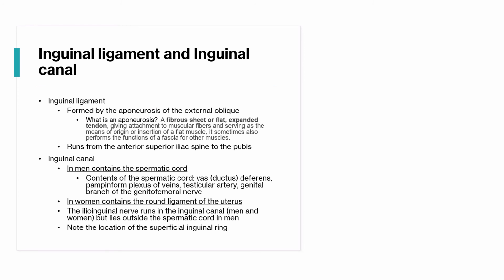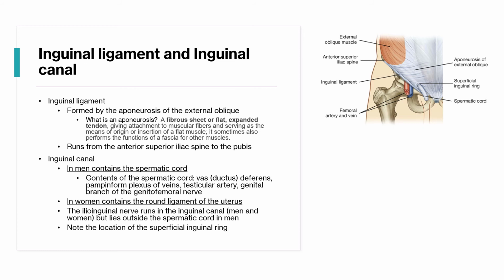Now we're going to finish off by talking about the inguinal ligament and inguinal canal. The inguinal ligament is formed by the aponeurosis of the external oblique. And some of you may be wondering what an aponeurosis is. An aponeurosis is basically a fancy term for a fibrous sheet or flat expanded tendon, which allows muscles to insert or originate from it. So muscles can attach to this portion. And the inguinal ligament runs from the anterior superior iliac spine all the way down to the pubis.